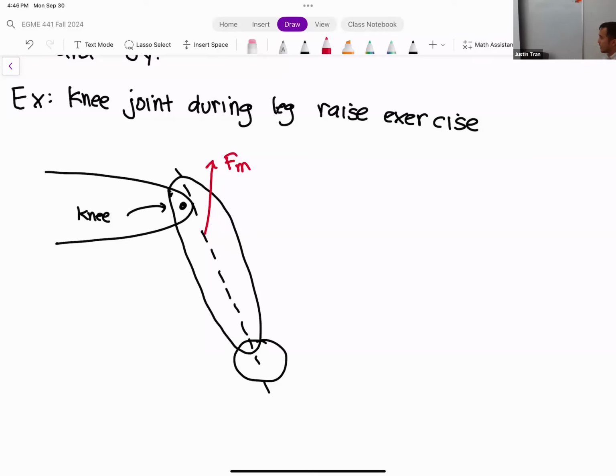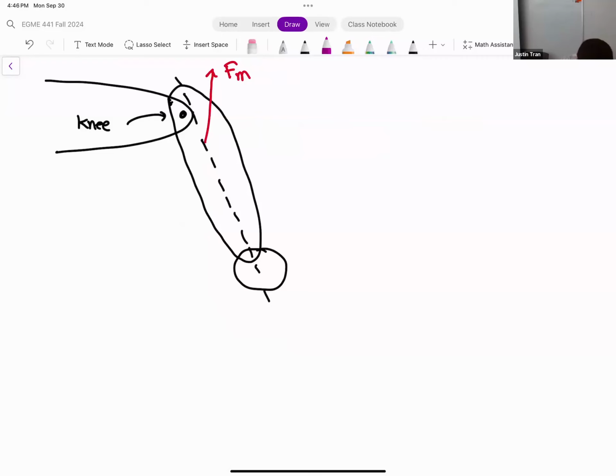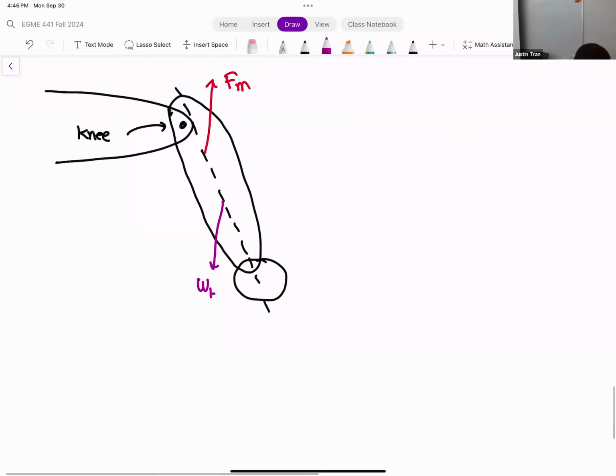You can do a leg raise exercise without any external weights, but you can also wear a weighted boot. Okay. And so the external forces that we have applied here, we'll assume that we have the weight of the leg right here. Okay. And we'll assume that there's some kind of weight on your foot as well. Okay, so that can just be the weight of the foot by itself, or it can be the weight of some kind of weighted boot as well. Okay.